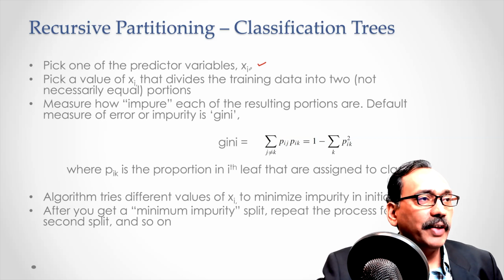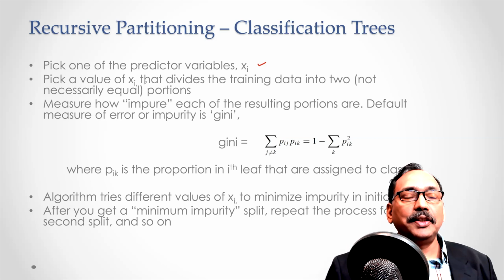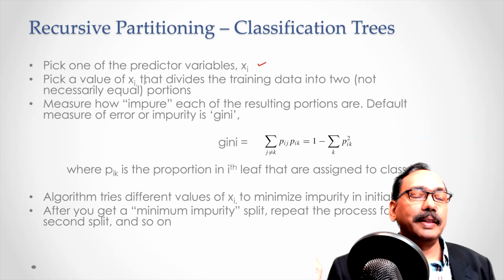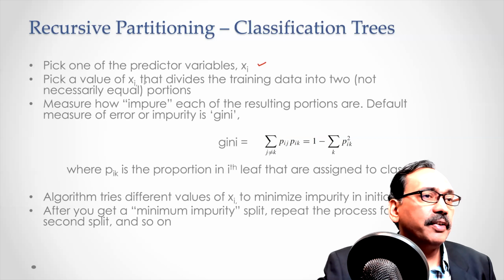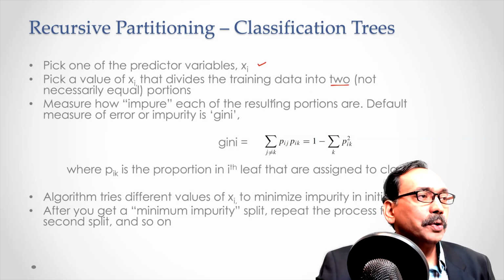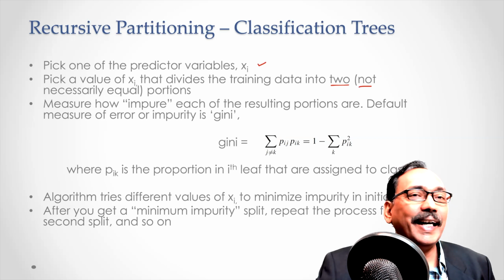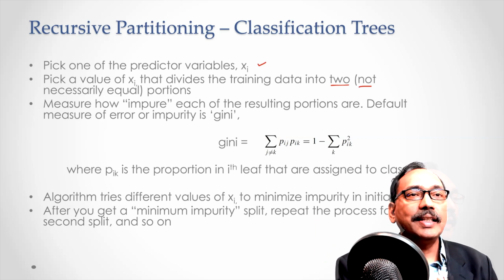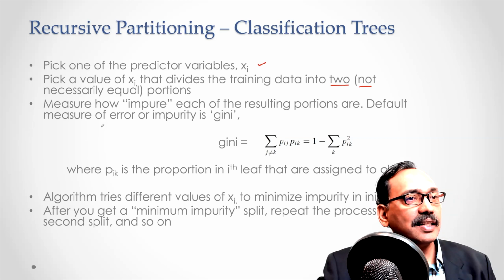So you pick one variable and then pick a value of xi. So xi has a range. That dollar value in the email has a certain range. So pick a value in that range that divides the training data into two. So let's say the dollar value is between 0 and 1. So this xi will be somewhere in between the two. And it is not necessary that it divides the data into two equal parts. That's not necessary. This algorithm can start anywhere.